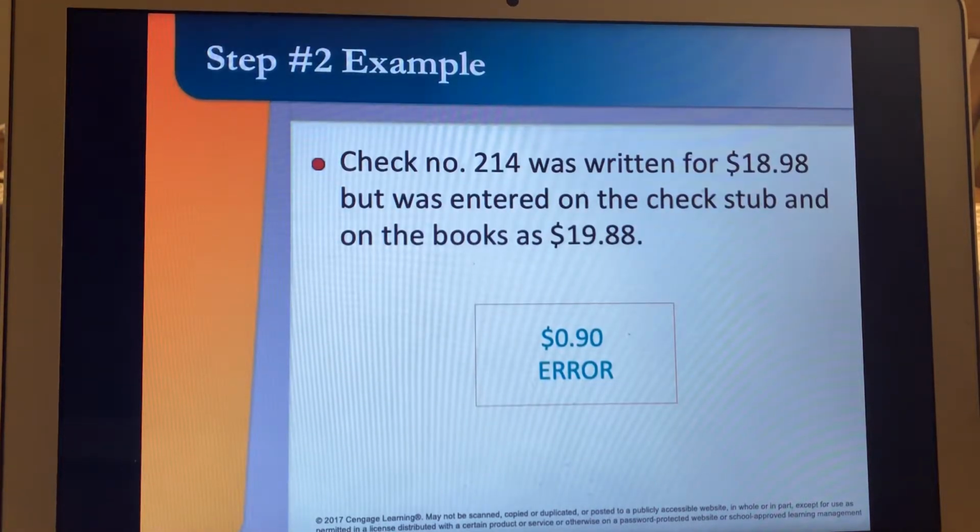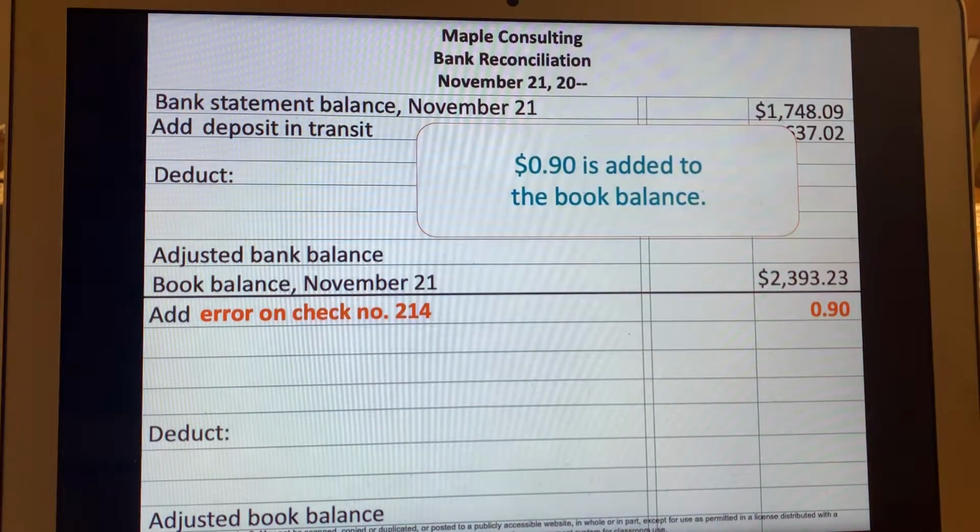Example, check number 214 was written for $18.98 but was entered on the check stub and the books as $19.88, so an error of 90 cents. So then 90 cents is added to the book balance. Error on check, and this is exactly what you would put on there.